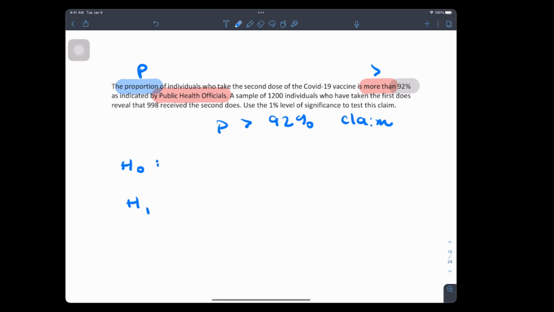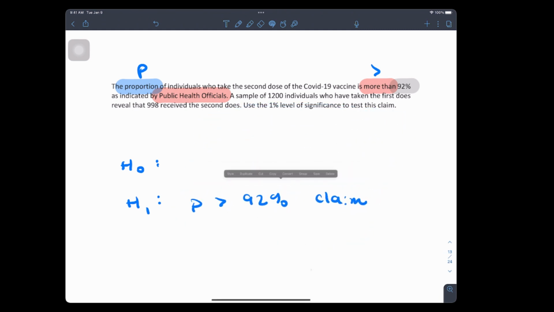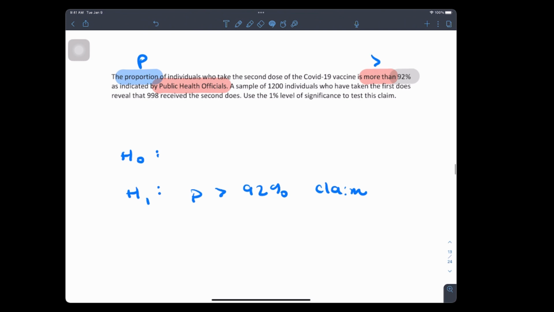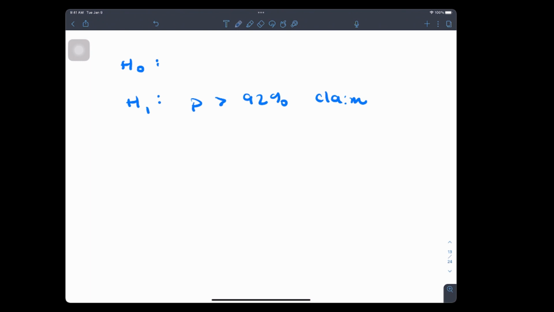So where does this claim go? Where does it belong, ladies and gentlemen? Do you guys know, where is that going? Is that a null or is that an alternate? That's an alternate. And you say, how do I know? It does not have a condition of equality. It's an alternate hypothesis. The logical opposite is less than or equal to 92%.